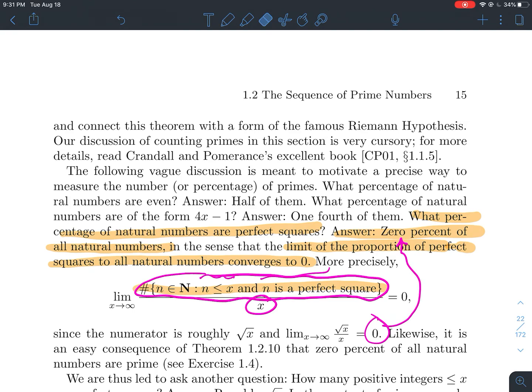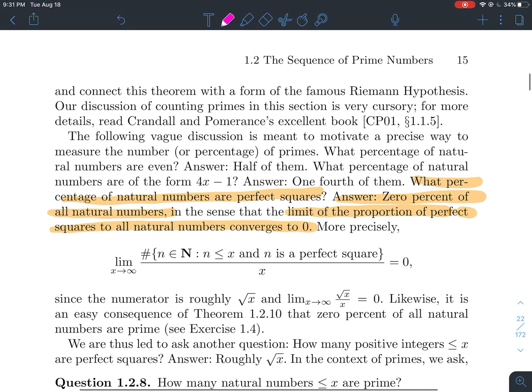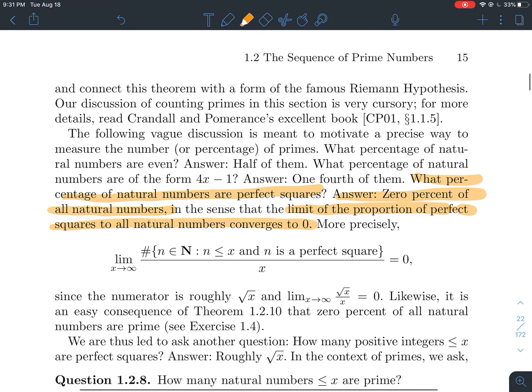numbers are perfect squares. In a very similar way, I could change that condition of natural numbers to about prime numbers. And so very similarly, 0% of all natural numbers are prime as well.